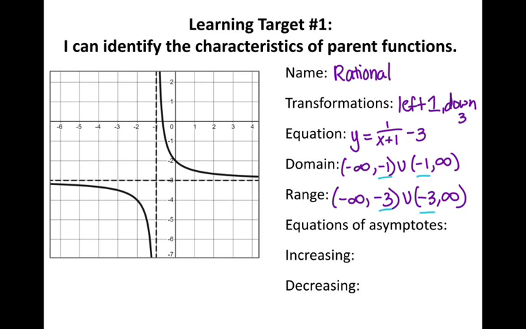So equations of our asymptotes, I have a vertical asymptote at x equals negative 1, and a horizontal asymptote at y equals negative 3.